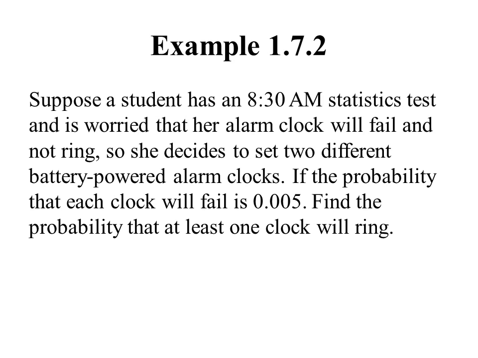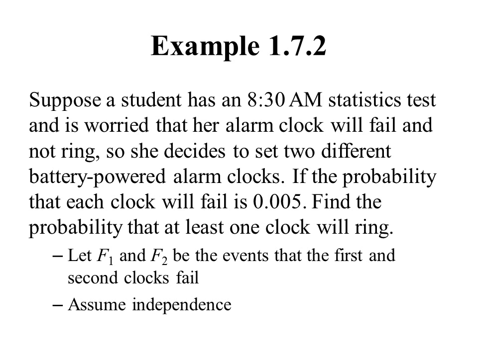Okay? And so we're going to set these two alarm clocks, and they're battery powered. And so what happens to one probably isn't going to affect the other one. So let's let F1 and F2 be the events that the first and second clocks fail. And we're going to assume that these two events are independent. In other words, we're going to assume that what happens to clock 1 has no effect on clock 2. That sounds like a reasonable assumption.